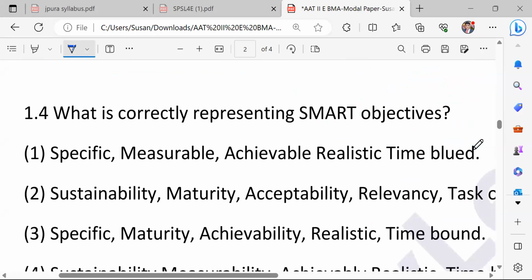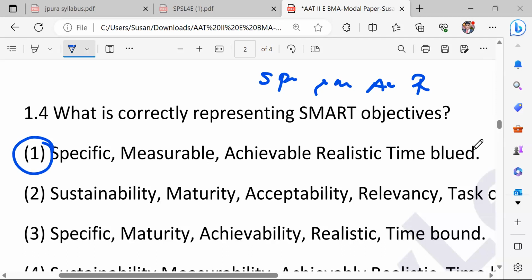What correctly represents a SMART objective? SMART means all these letters. S stands for specific, M stands for measurable, A for achievable, R stands for realistic, T stands for time bound. Check: specific, measurable, achievable, realistic, time bound. The first answer is correct.